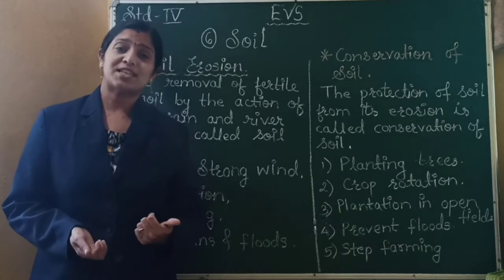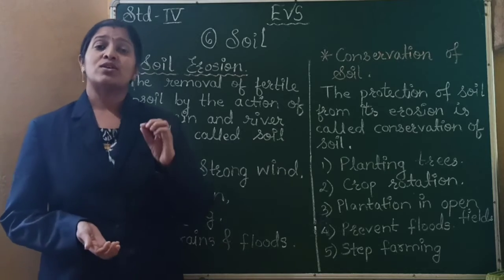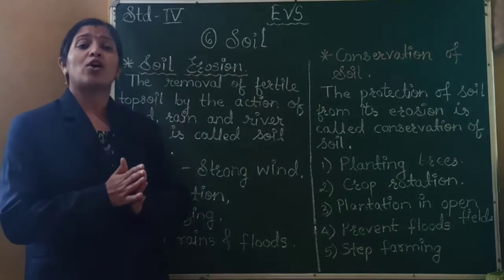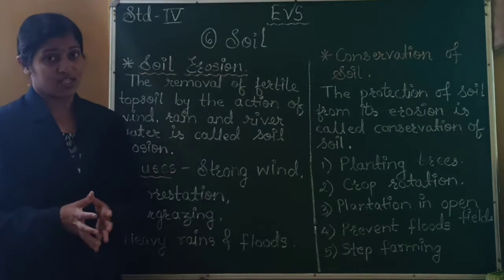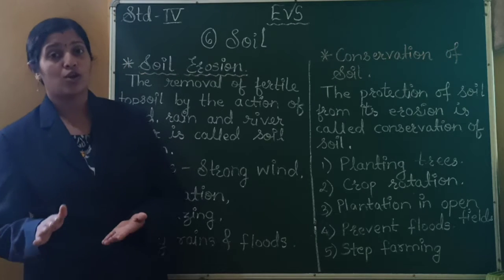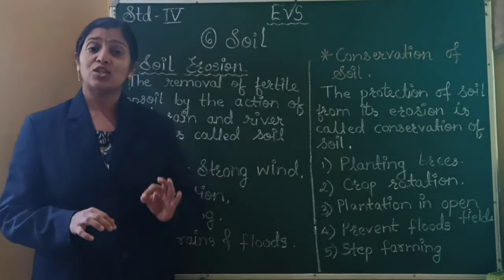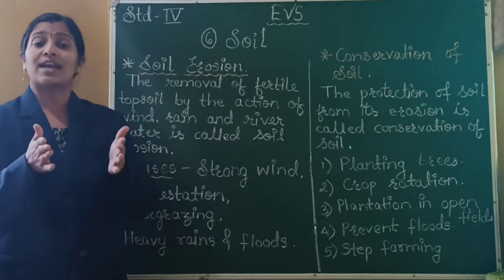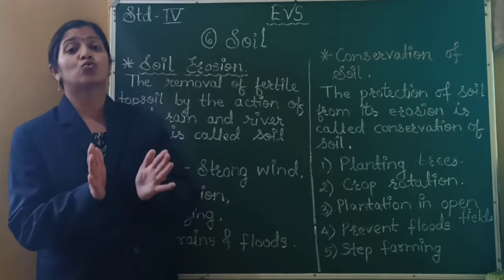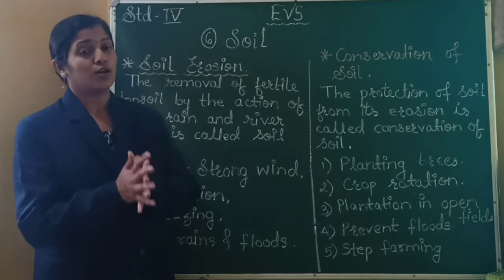Let's move to the next point, that is soil erosion. So students, the soil has many layers, and the soil which is visible to us, which we can see with our eyes, is the topmost soil. It is called the topmost layer of the soil, and this soil is very fertile, and is good for growing plants or any crops.